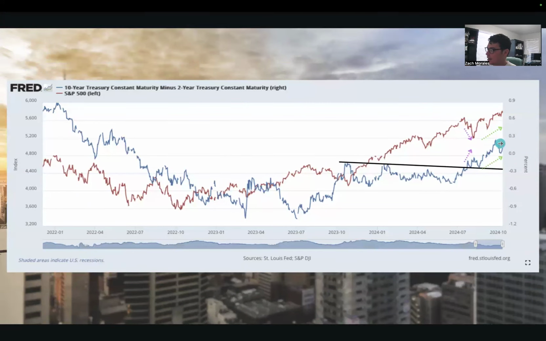We broke out, retested, headed higher. So it does look like the yield curve wants to stay uninverted. But for a moment there, we saw that the yield curve almost came back down, and for a slight moment, it was actually inverted again. Now, since we've bounced off this trend line, both the S&P 500 and the yield curve are continuing to rise after this little period here where we saw the yield curve break out and the S&P 500 pull back.